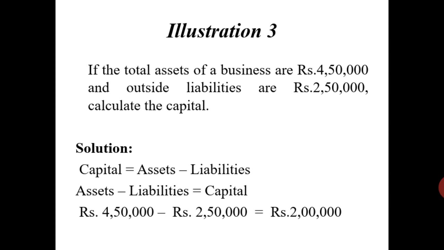Illustration 3. If the total assets of a business are rupees 4,50,000 and outside liabilities are rupees 2,50,000, calculate the capital. Here we have to calculate the capital. Assets are given, liabilities are given. Assets are 4,50,000, liabilities are 2,50,000, so the capital will be 2 lakh rupees.